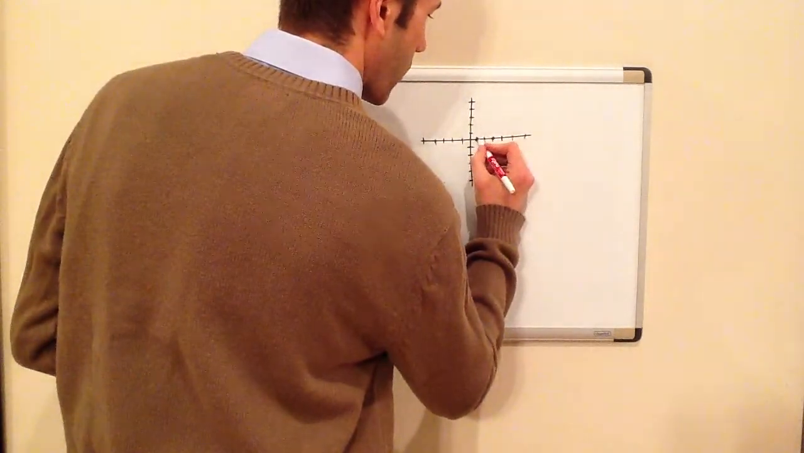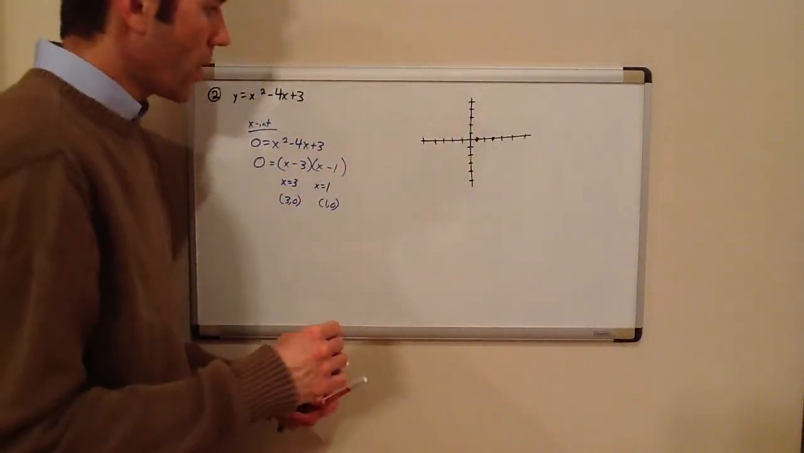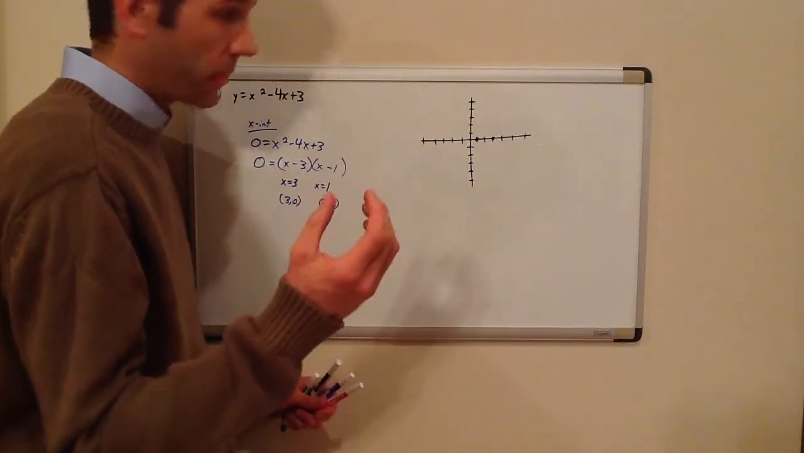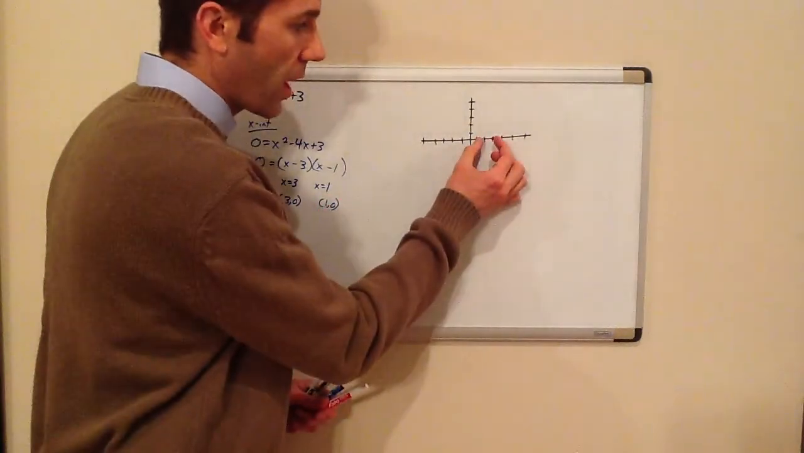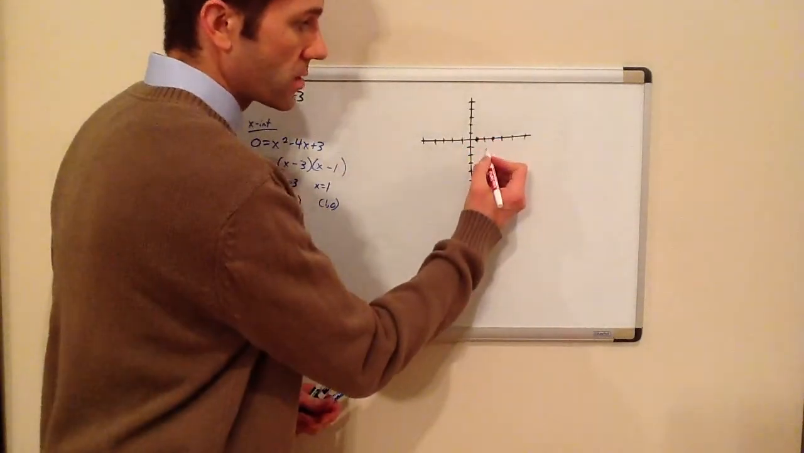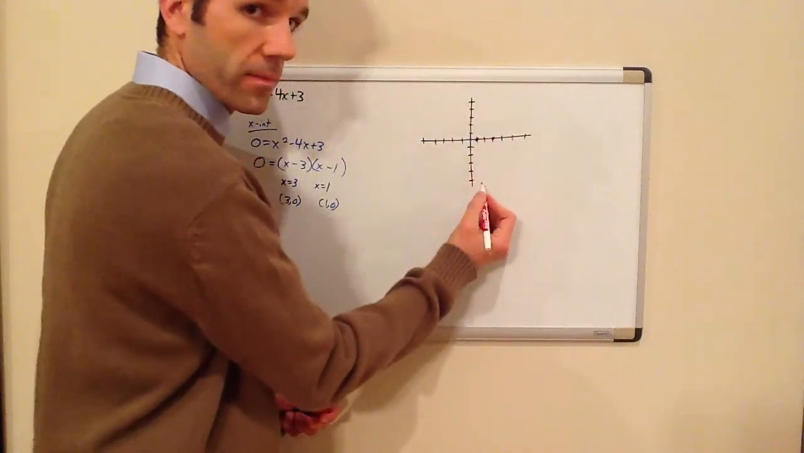3, 1. There we go. Now, I will go ahead and tell you, let's start looking ahead a little bit. The Y-intercept, I'm sorry, not the Y-intercept, the vertex is what I meant to say. The vertex is going to be halfway in between those. So my vertex is going to be somewhere along this vertical line right here.